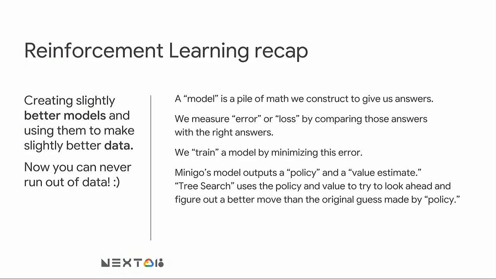This is our reinforcement learning recap. The Lightning version of reinforcement learning is using our data to make models, using our models then to make more data, and now we never run out of data, and we can keep doing this as much as we want. So what's the model? The model is that pile of math that we had in the middle. We want to be able to measure that loss by comparing it with answers that we know or with answers that we think we know. We train a model by minimizing that error. And Minigo uses the policy and value to do tree search to try and refine its original estimates.